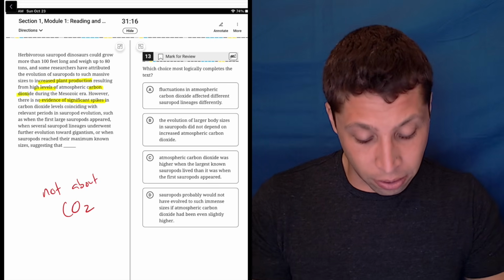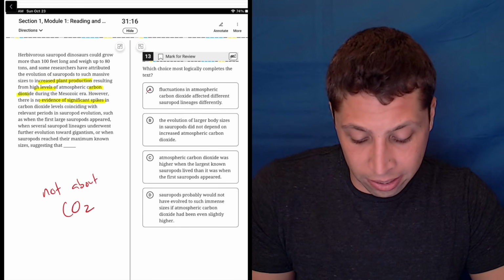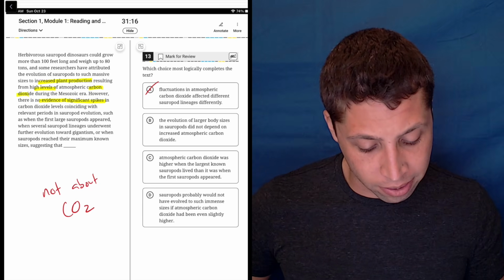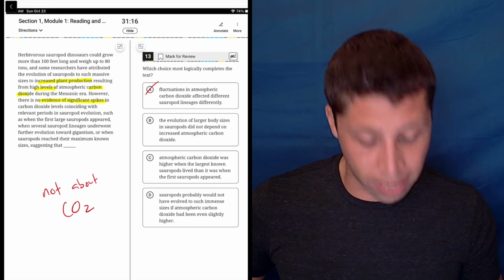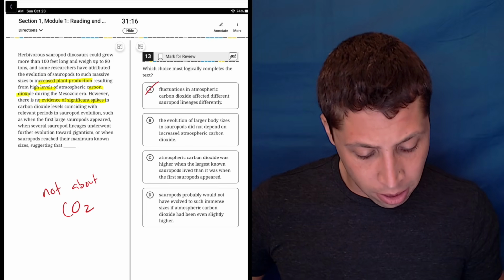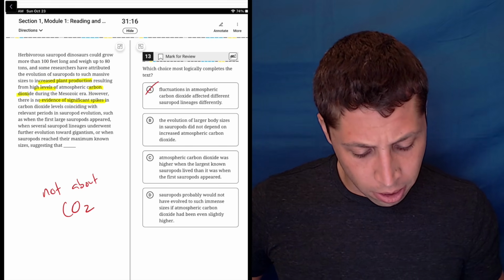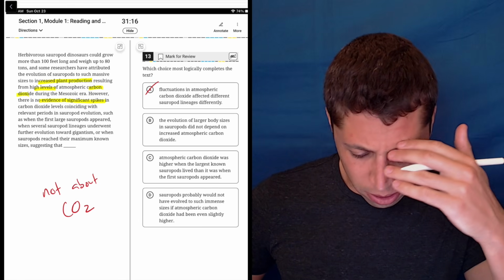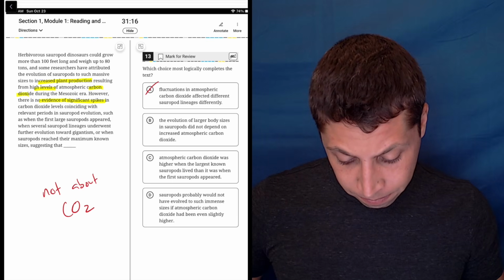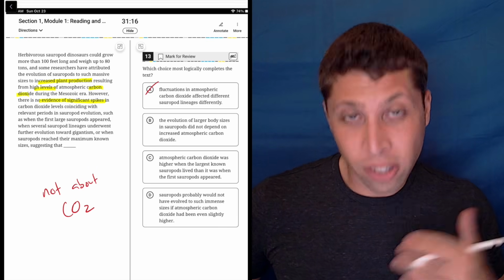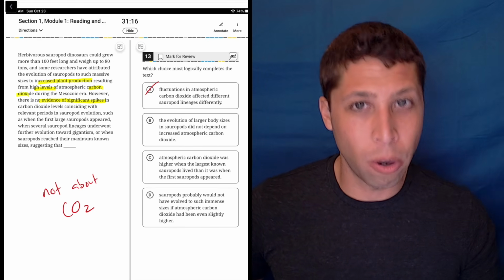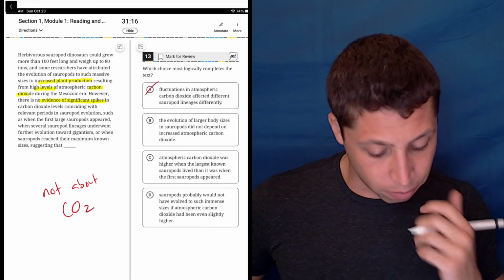Well, it's not saying that they're different effects. They're basically saying there is no effect because it didn't match up, so I don't think that matters. The evolution of larger body size in sauropods did not depend on increased, yeah, that seems right. Atmospheric carbon dioxide was higher when the largest known sauropods lived than it was when the first sauropods appeared. Well, it doesn't say that. It just says the spikes didn't happen at the right times. It doesn't say higher or lower. So I don't know if that's true.